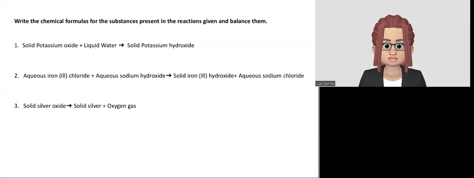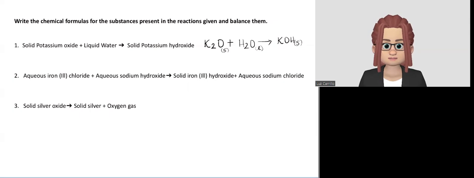First, I'm going to write the chemical formulas of all my components in my reaction. So potassium oxide has a chemical formula of K2O, and this is in solid form, let me include that. Liquid water means that H2O in liquid form is present. I place the arrow. The product of this reaction is potassium hydroxide in solid form, and this is KOH in solid form.